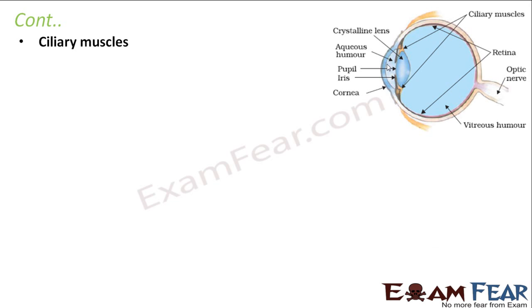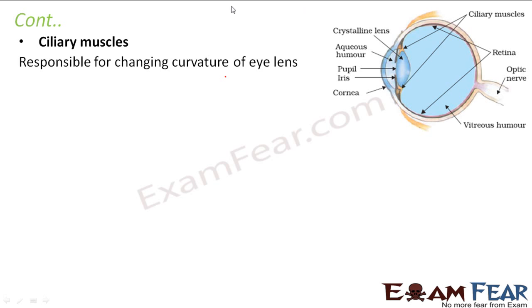Next are the ciliary muscles. These ciliary muscles are responsible for changing the curvature of the eye lens. Once the curvature is changed, the focal length also changes. What do you mean by curvature? Let us suppose I have a lens like this, another lens like this, and another thin lens like this. What is the difference in all of these? In this, the curvature is intermediate. In this case, the curvature is more, and in this case the curvature is very less.